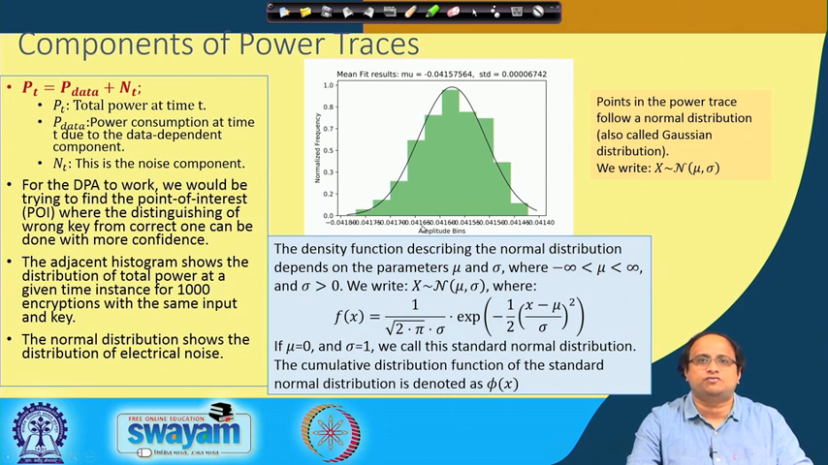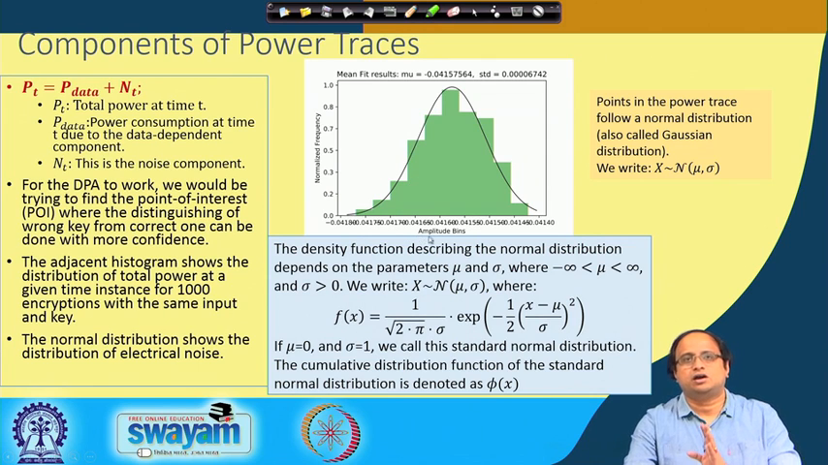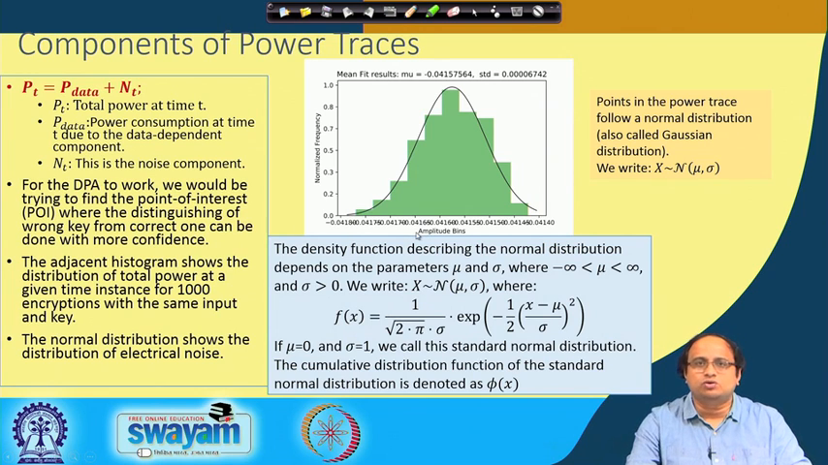That means, if I draw a straight line here for a specific value of x, and I try to add up all of them till that value x, then essentially I get the cumulative value, and that distribution is often denoted by the notation phi(x). So, the points in the power trace follow a normal distribution, and the normal distribution is also called the Gaussian distribution. We can use these words interchangeably. We can sometimes say normal distribution, and sometimes say Gaussian distribution.